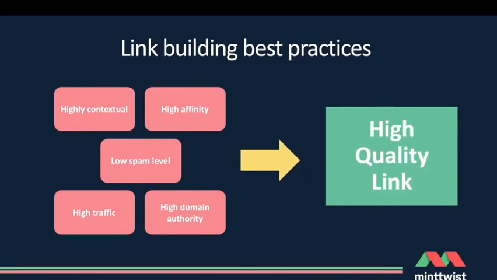High affinity is extremely important, and I would say it is the most important thing when it comes to link building, and that means receiving links from industry-related websites. That's what Google understands: links from other websites related to your niche are even more important than receiving a link from a high authority website.